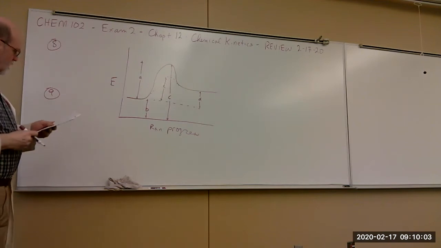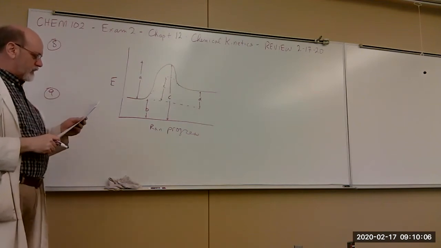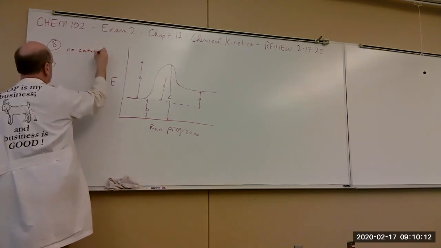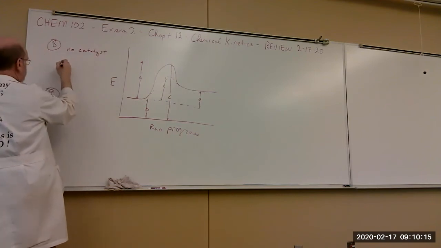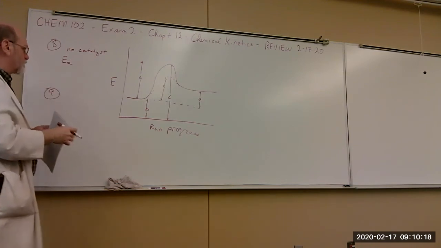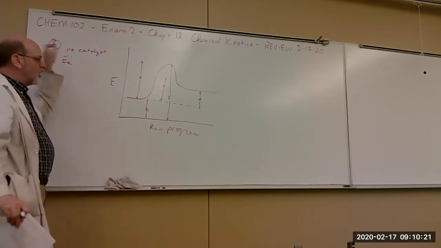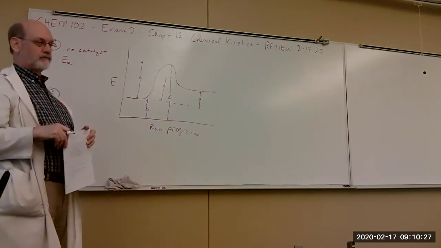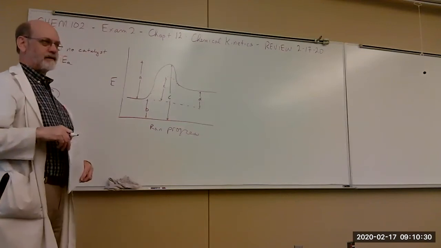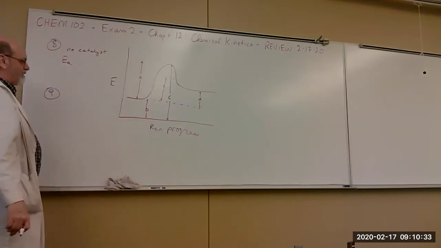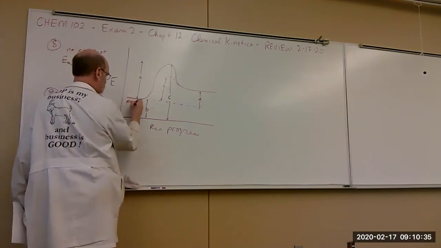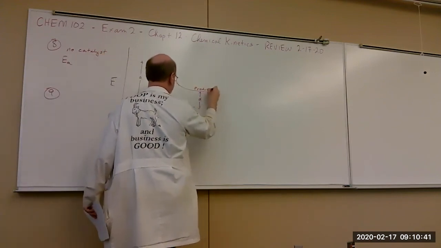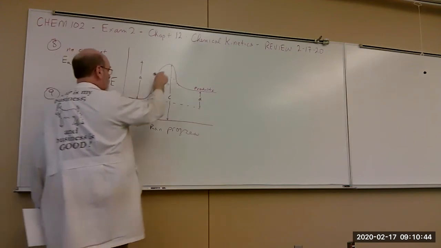So the question is, 8, which letter shows the activation energy without the use of a catalyst? So this one has no catalyst. And we want to know activation energy. Which one shows the activation energy for the reaction with no catalyst? Not even a guess. This is where you start. This is reactants. This is products.